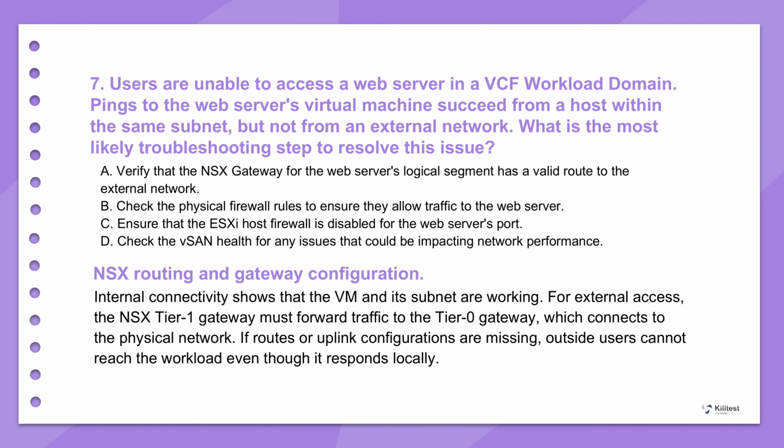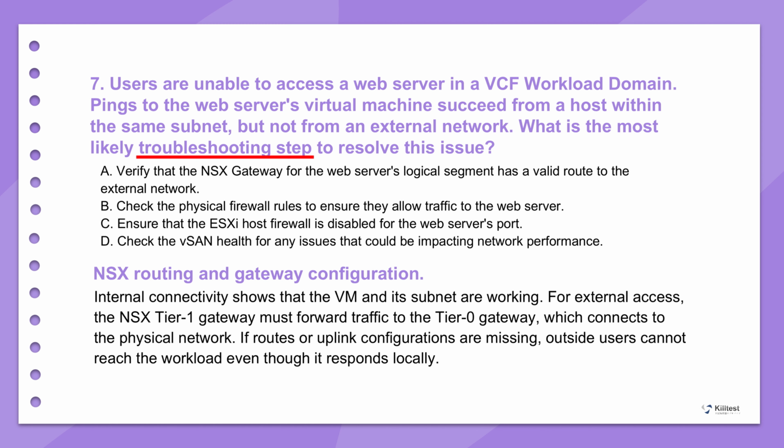If you ping that web server VM from another VM on the same subnet, it works fine. Oh, okay. But try pinging from outside, from an external network. Fails completely. What's the first troubleshooting step there? Right. This nicely isolates the problem. Internal east-west traffic on that segment is okay. The VM is up. Its network stack is fine. So the issue is getting in from the outside.